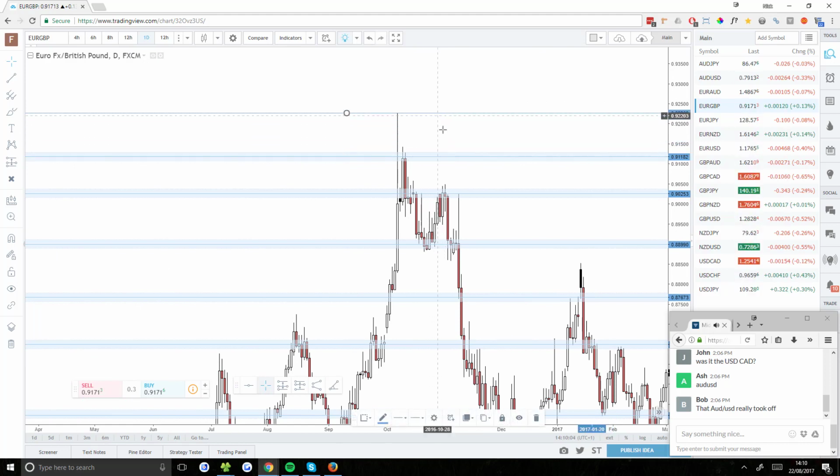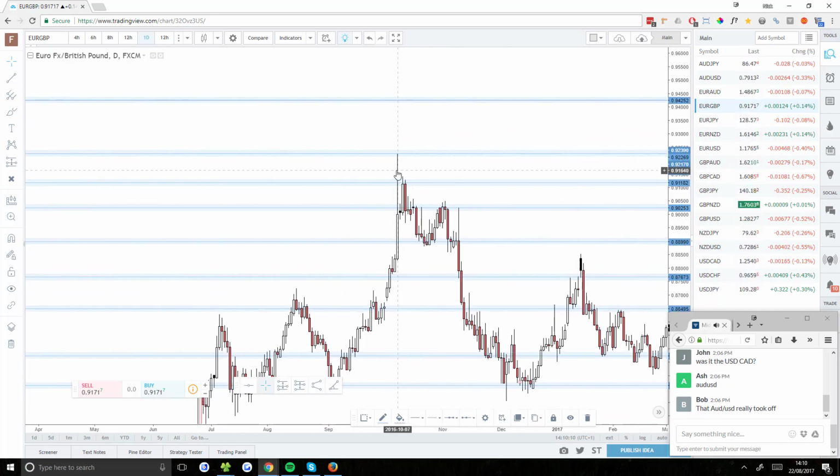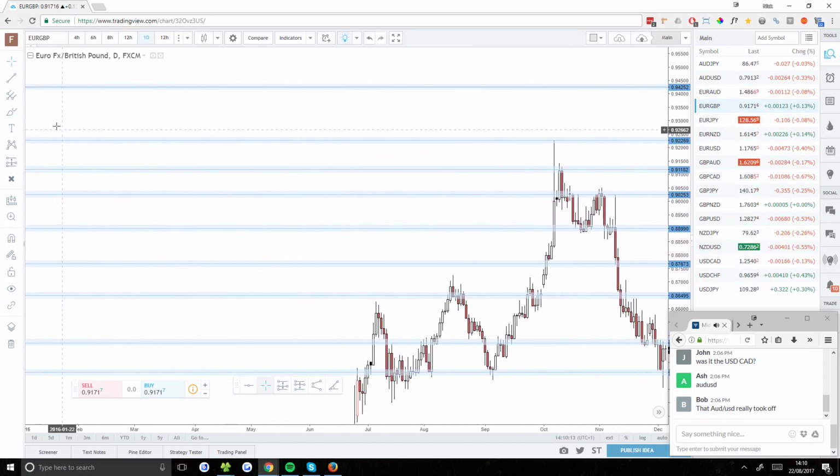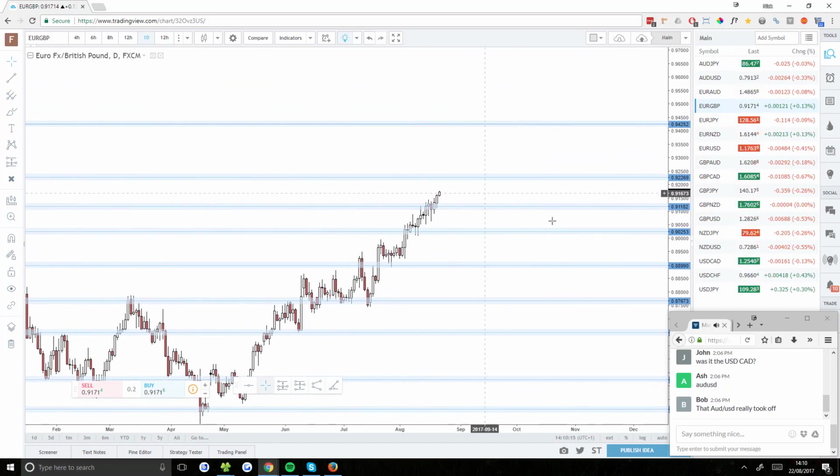Possibly place an area up here. I'd be very surprised if it doesn't stall here, because that's a major bounce from there. So yeah, let's see what happens when it approaches this 92.25 level. We'll see what happens, but yeah.